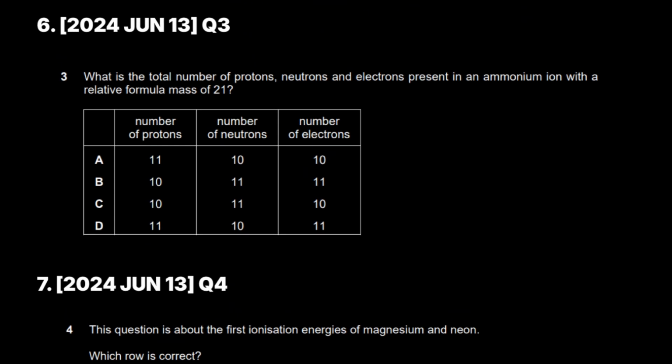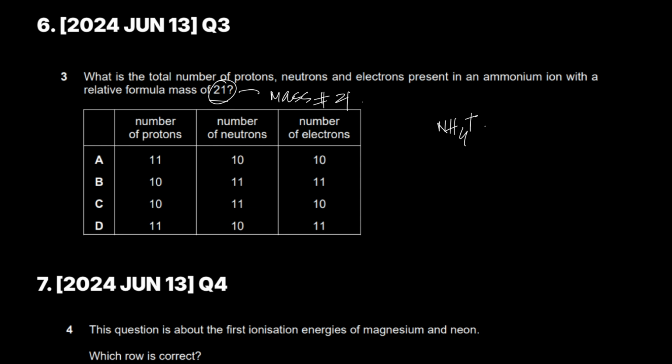Khair, what is the total number of protons, neutrons, and electrons present in an ammonium ion? Now, this MCQ is poorly constructed because it says, what are the total number of protons, neutrons, electrons present in an ammonium ion with a relative formula mass of 21, which means that this is effectively the mass number. The mass number equals 21. That's what he's saying, right? And the ammonium ion is what? NH4 plus. That's the ammonium ion.